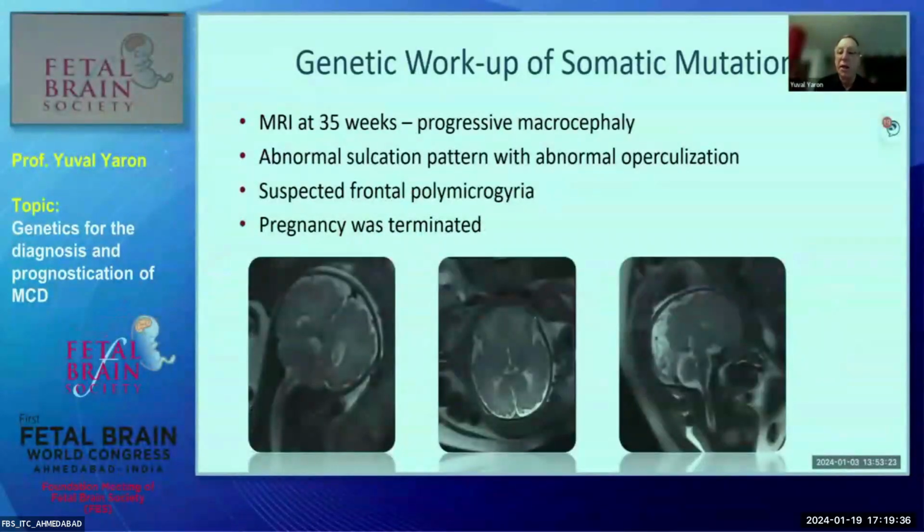Just to give you a little example of the challenge of finding somatic mutations. This is a case that we worked up with our sonography group. This is a case where late in pregnancy, MRI at 35 weeks showed significantly progressing macrocephaly with an abnormal sulcation pattern, abnormal operculation, and also suspected frontal polymicrogyria. And due to the severe manifestations and rapid development, the pregnancy was terminated.